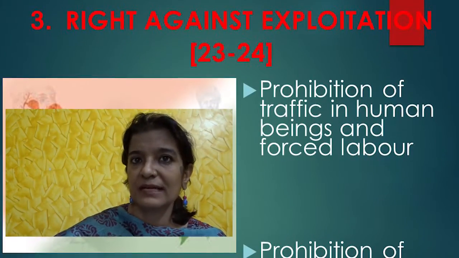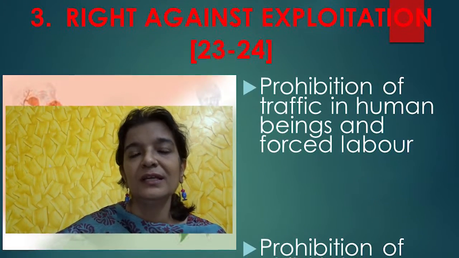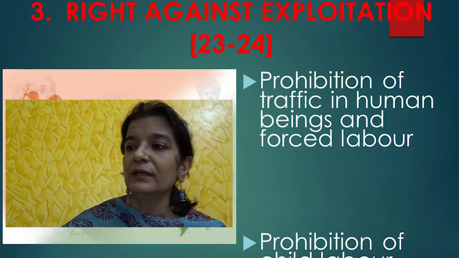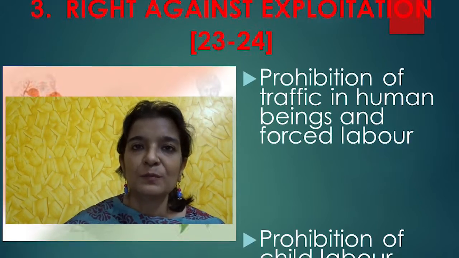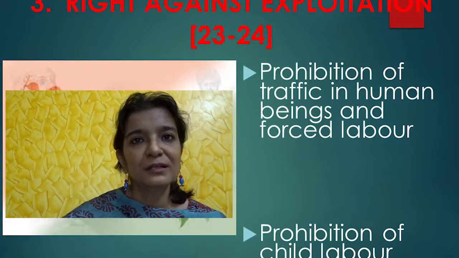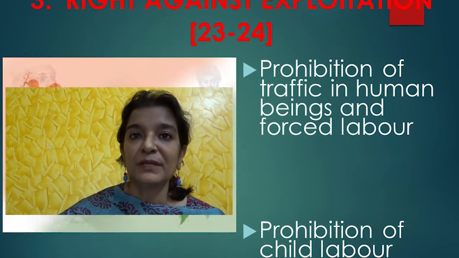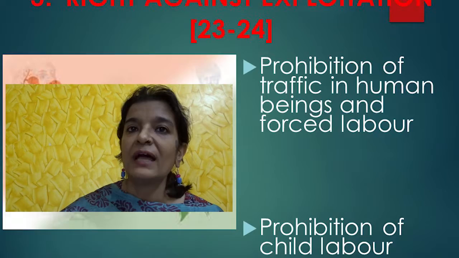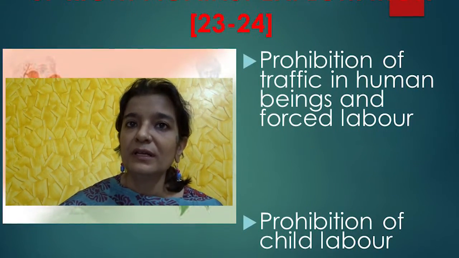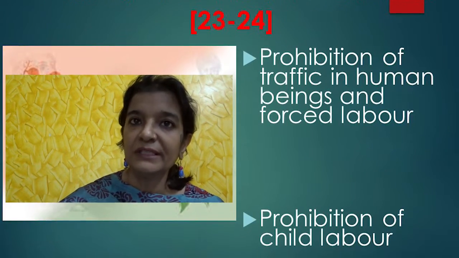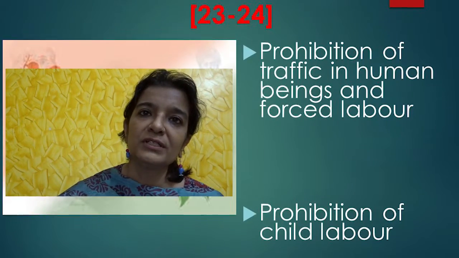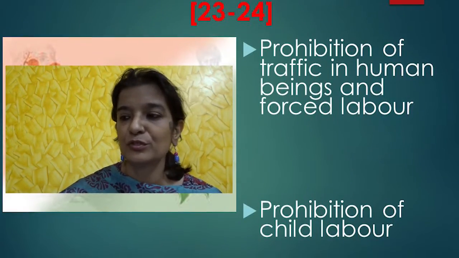The third important right is the right against exploitation. These rights are mentioned in Articles 23 and 24. A very important aspect of our society, unfortunately, is trafficking of human beings and forced labor. These are mentioned in the Constitution, and if I am subjected to any one of these, I have the right to protest. I have the right to demand that I should be treated with dignity and as an equal citizen. So the right against exploitation is very clearly mentioned in the Constitution.